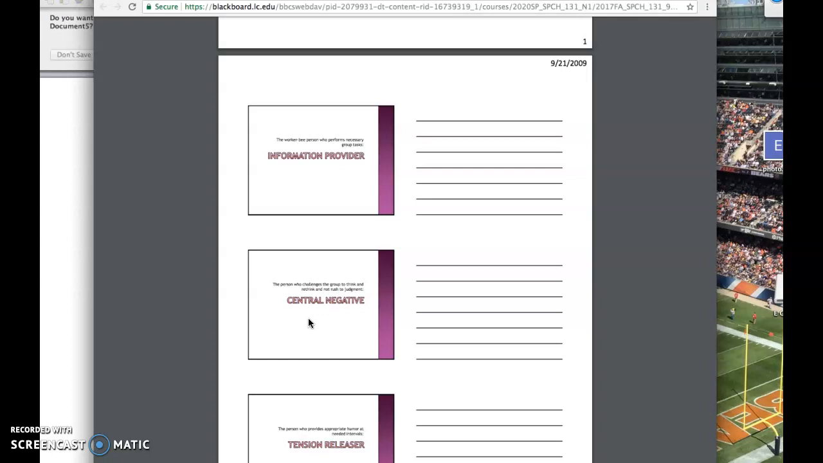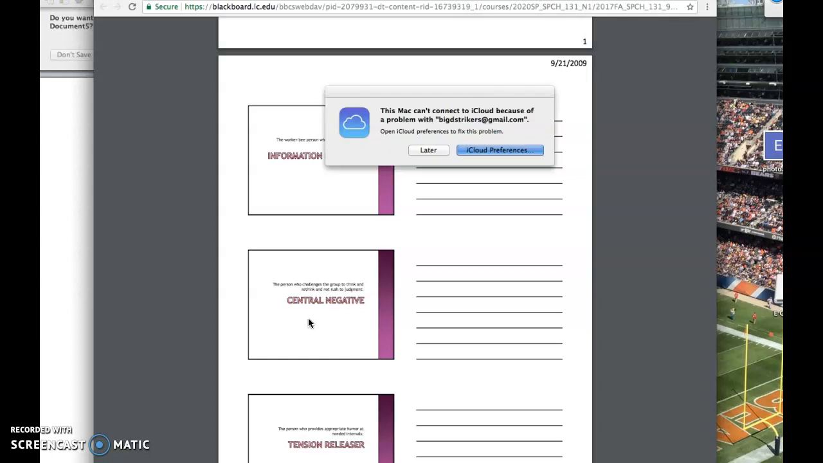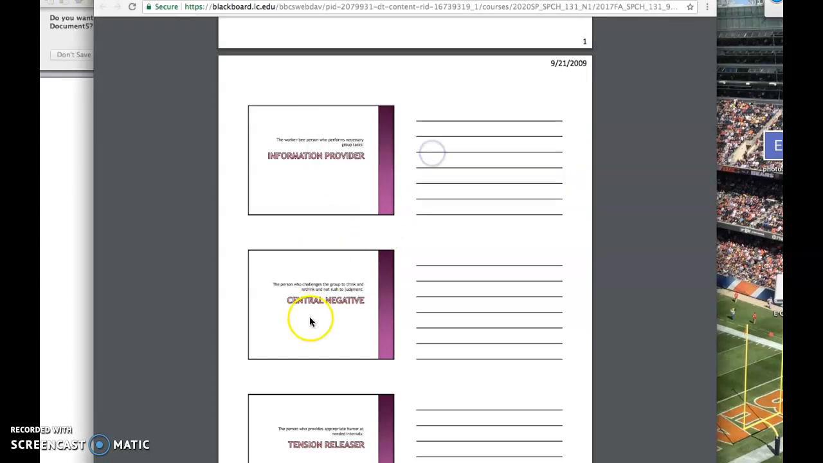That's my goal. So the central negative is a person who, this is not always a popular role, but it's such an important role. And I found myself being this person on PTOs and things like that, and I didn't always feel good about it. But the central negative is one who causes you to rethink the position of the group. They are often the devil's advocate. Whether they feel this way or not, they will argue the other side. And it's a really important thing.